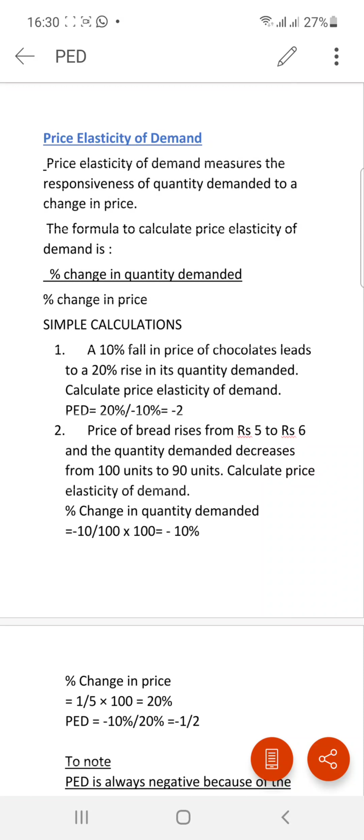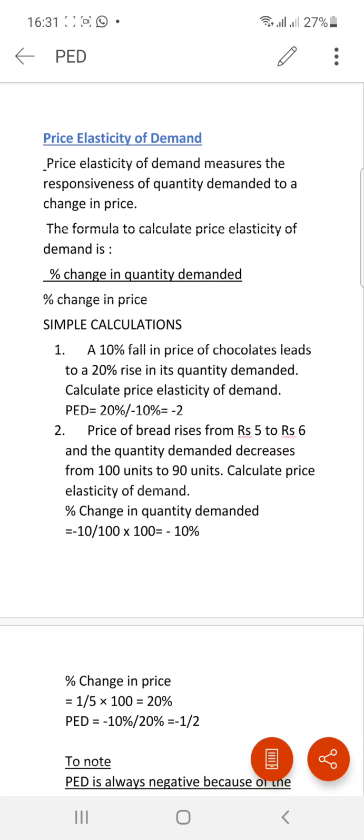But by how much will quantity demanded increase or decrease? We have to calculate the price elasticity of demand. The formula to calculate the price elasticity of demand is the percentage change in quantity demanded divided by the percentage change in price. Here we have some simple calculations.